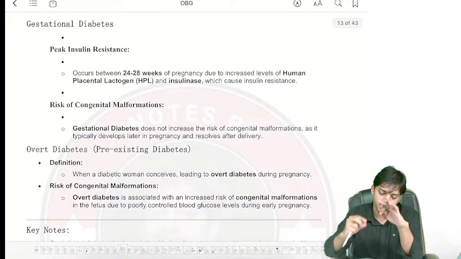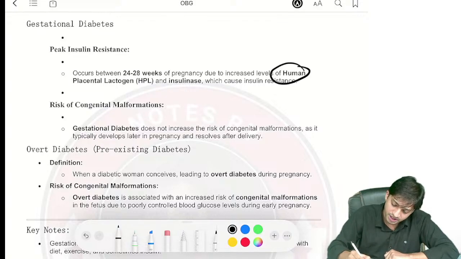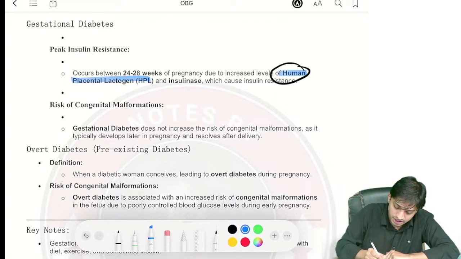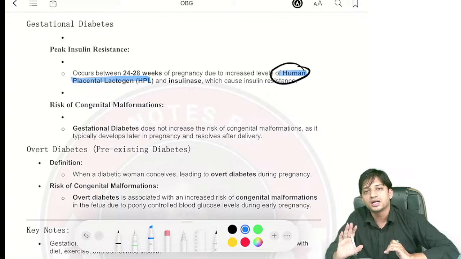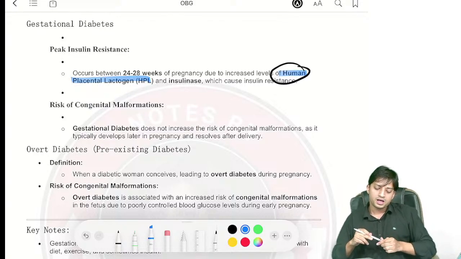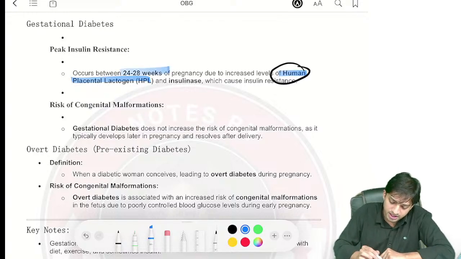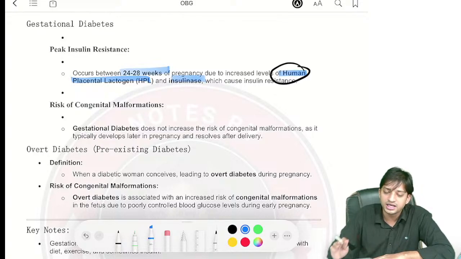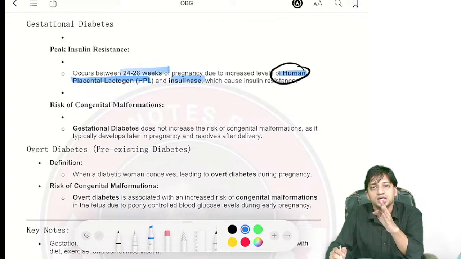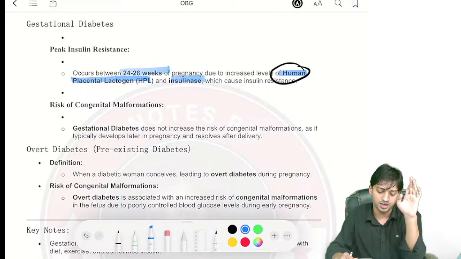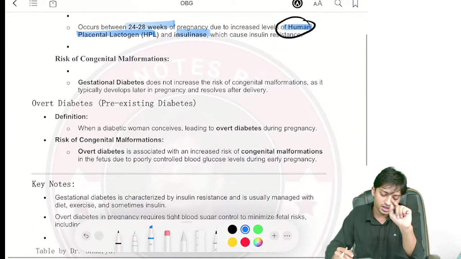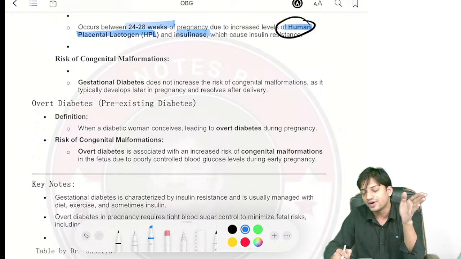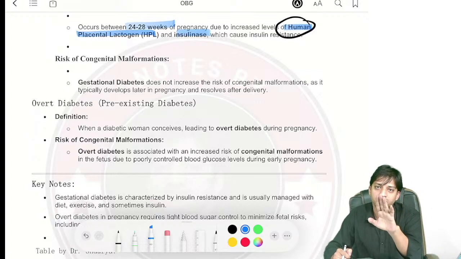Remember the important points. Due to the increased levels of HPL, I will highlight the important points so that when I hand you over the notes, you can just recall the important points, and that will be more than enough for you guys. So, it occurs between 24 to 28 weeks of pregnancy, with increased levels of human placental lactogen, right? And insulinase enzyme. These cause increased insulin resistance in the pregnant female, right? Now, risk of congenital malformation, and what is the duration? It is 24 to 28 weeks of pregnancy.